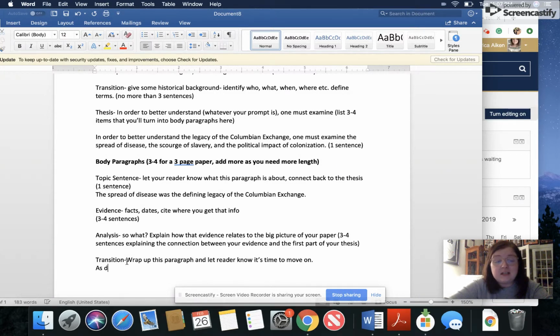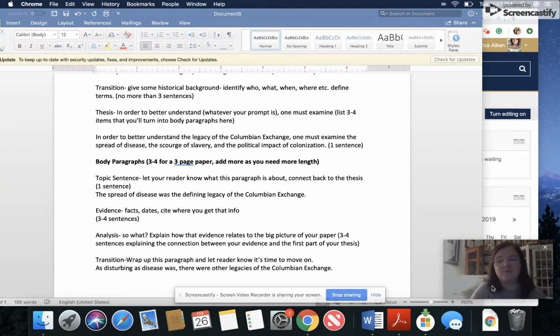as disturbing as disease was, there were other legacies of the Columbian Exchange. Boom, body paragraph's done. Well, one done.